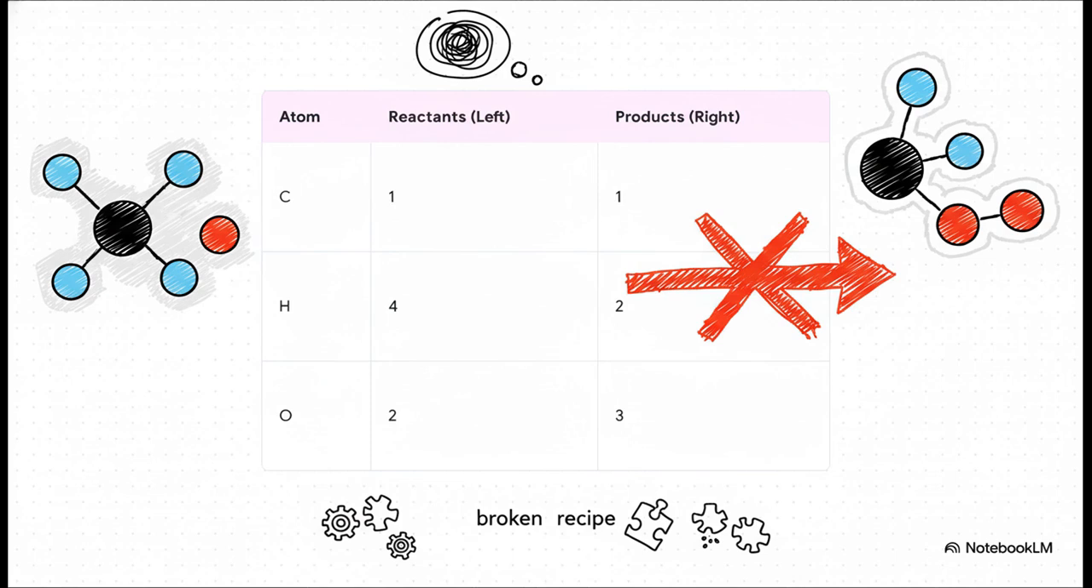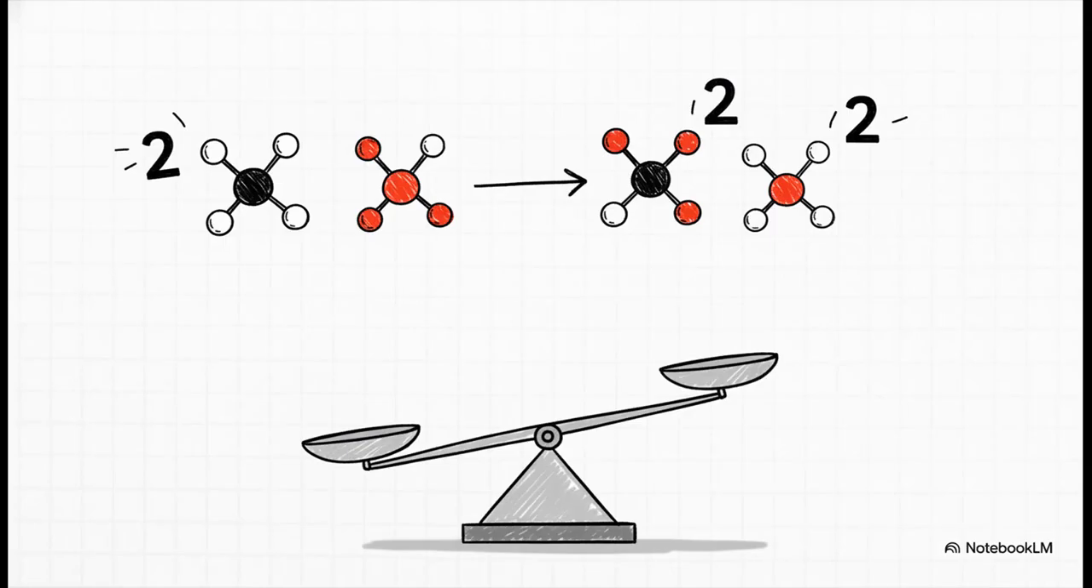Carbon, one on the left, one on the right, we're good there. But wait a minute, look at hydrogen. We start with 4, but we only end up with 2. And oxygen, it's even crazier. We start with 2 and somehow end with 3. Yeah, this recipe is a mess. So, how do we fix it?